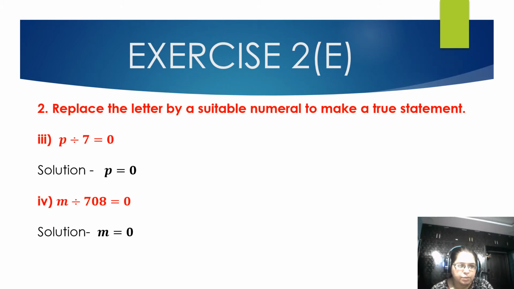Now third bit is p divided by 7 equal to 0. We know 0 divided by any whole number we get 0 only, so p equal to 0. Fourth bit is m divided by 708 equal to 0. We know 0 divided by any whole number we get 0 only, so m equal to 0.